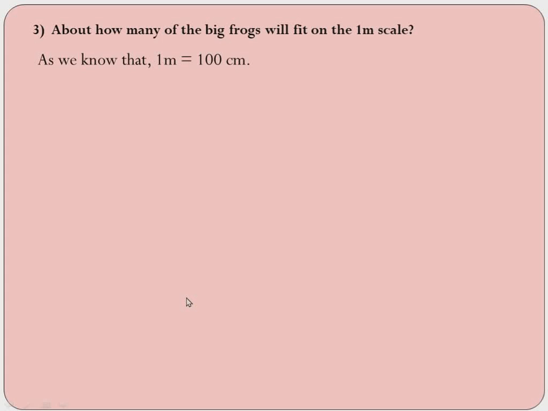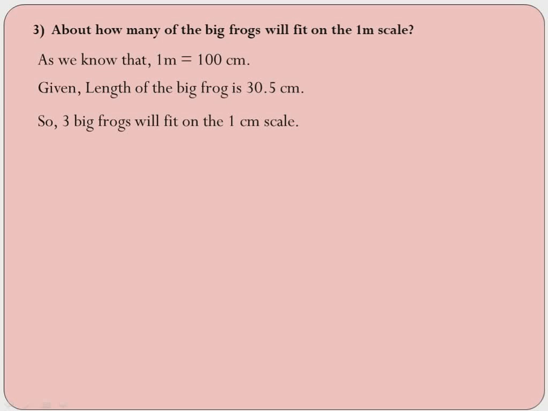Now they are asking how many big frogs can fit on a 1 meter scale, and we know that 1 meter is equal to how many centimeters? 100 centimeters. You have to always remember all this. 1/10 of a centimeter is equal to 1 millimeter. All this you have to remember. Now what is the given length of the big frog? In the question they are asking about how many of the big frog will fit. So what is the length of the big frog? 30.5 centimeters. So I can say that 3 big frogs will fit on the 1 meter scale.